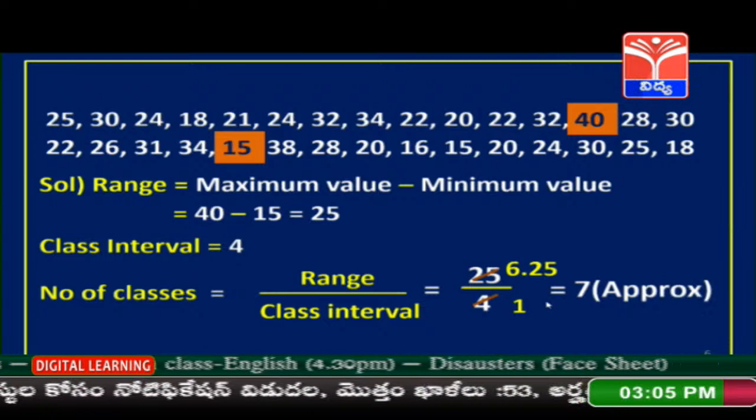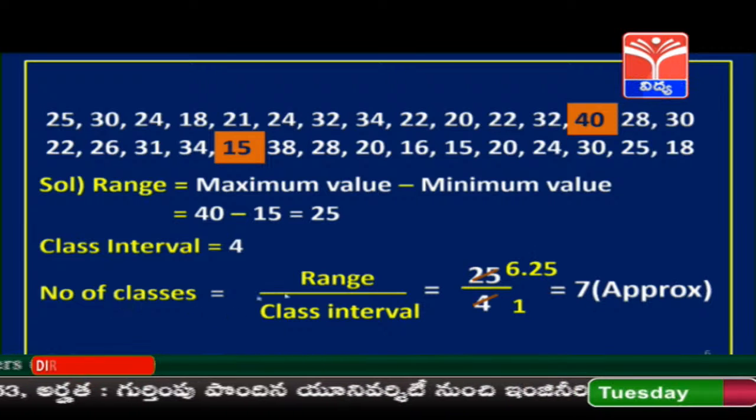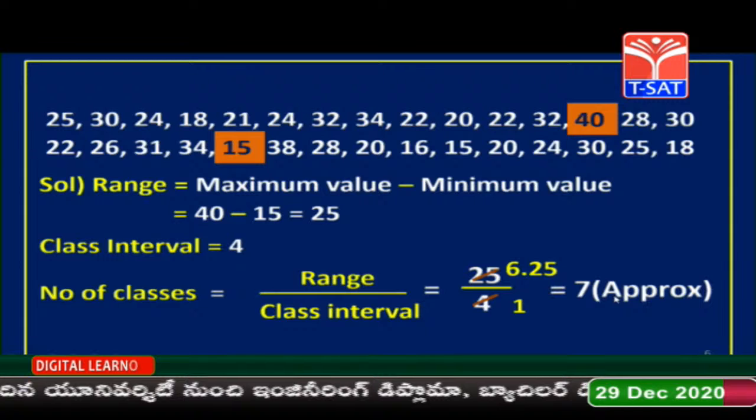See children, here we have to take the next integer. So, the next integer of 6.25 is 7. Now, tell me how many classes we will get here? Yes, we will get 7 classes.